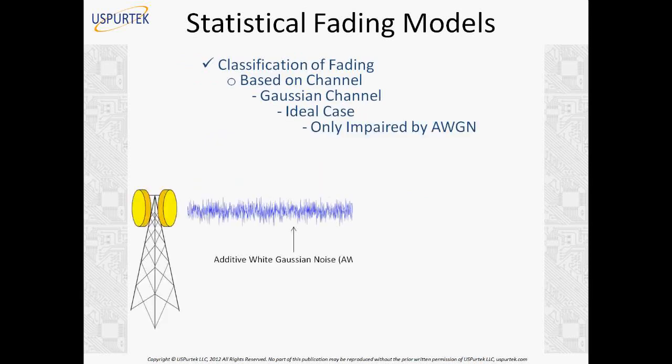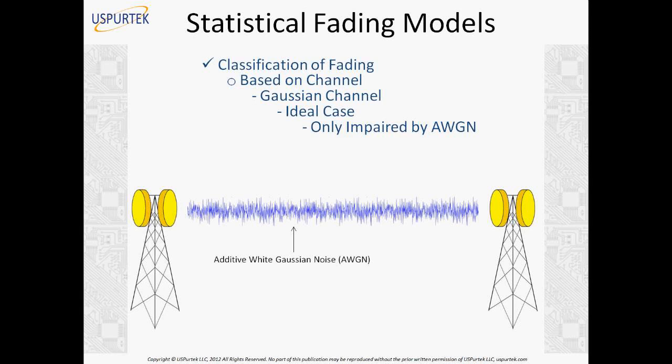So if it is a Gaussian channel, the Gaussian channel is the ideal case. There we are assuming there are no other fading effects actually. The only impairment in the channel is caused by the natural additive white Gaussian noise, AWGN. You can't avoid this. This is there inherently in the universe. It's present, additive white Gaussian noise.